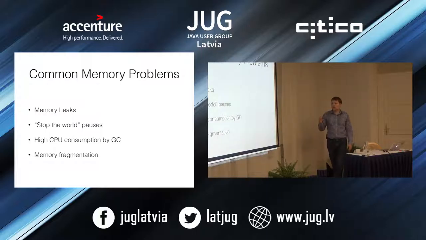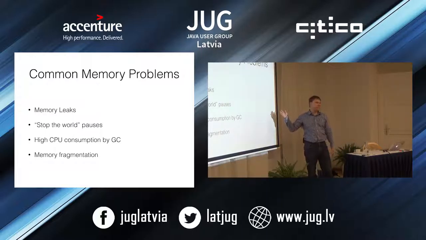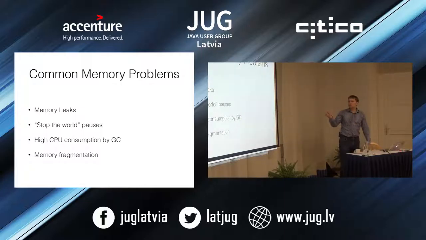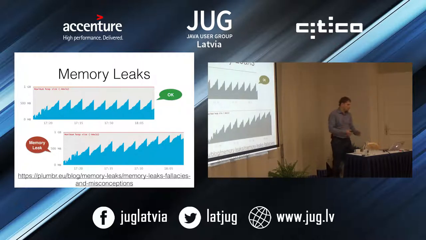Number three, high CPU consumption by GC. For example, I've seen cases where GC is taking more CPU than your application. And number four, memory fragmentation. After a while, even though in theory you have memory to allocate new objects, you can't. It's like disk defragmentation.